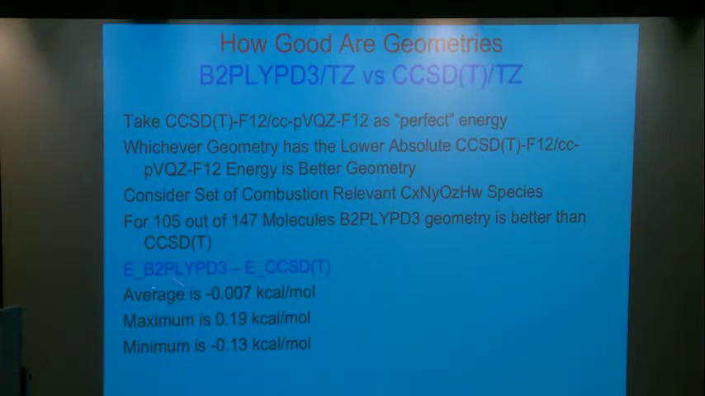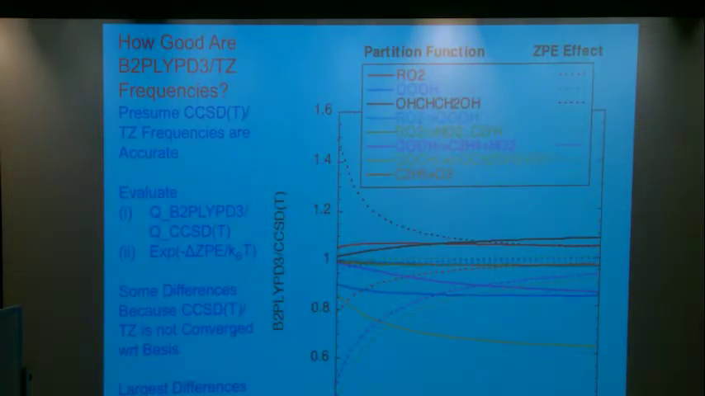So here, the average value of this energy difference is negative. If it's negative, that means that the B2PLYP geometries were actually on average better than the coupled cluster. The maximum difference was positive, and the minimum is slightly negative. I read this as saying I should have reported the root mean squared deviation, but I didn't. Anyways, this is basically saying these two methods give very similar geometries. You would not get this same result with B3LYP or with M06-2X. You would not have a similar level.